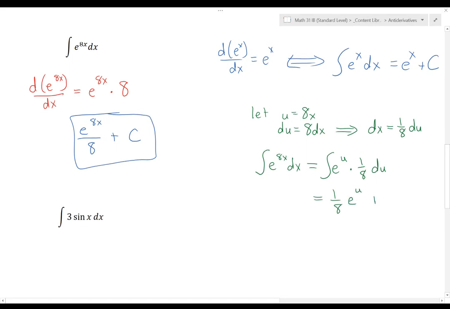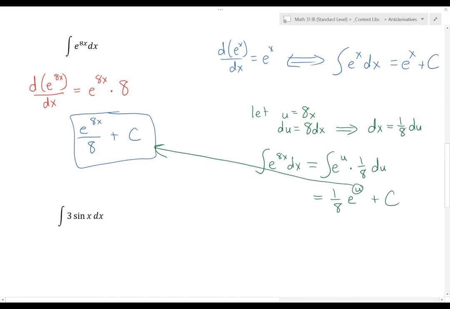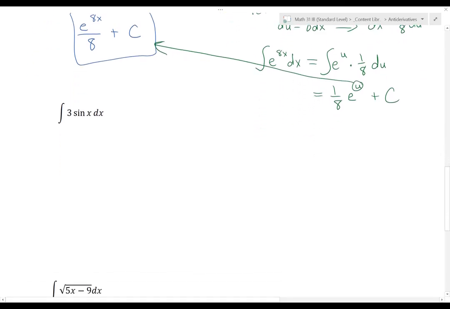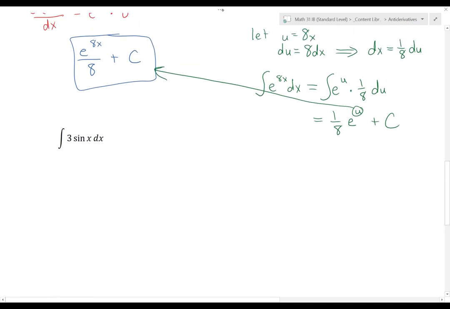where the 1/8 is just the coefficient. The antiderivative of e to the power of u is just e to the power of u, and then plus some constant, where I then replace u with the 8x. So that's a substitution you can do to help you figure out the coefficient adjustment if you need to. It's not work I need to see.